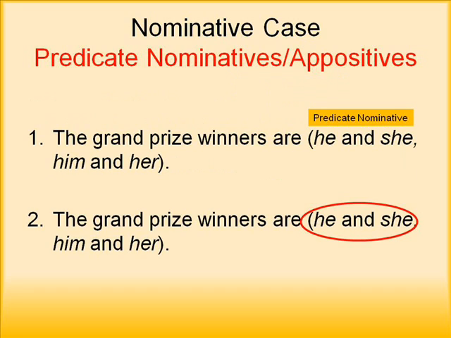Let's look at another example. The grand prize winners are he and she or him and her. Again, we have a predicate nominative. We have a linking verb are, and winners is equal to he and she or him and her. If we look on our chart, we see that we have to use the nominative case, and the pronouns that are under the nominative case are he and she. So the correct way to say this sentence is, the grand prize winners are he and she. I know it doesn't sound right, but it is correct.